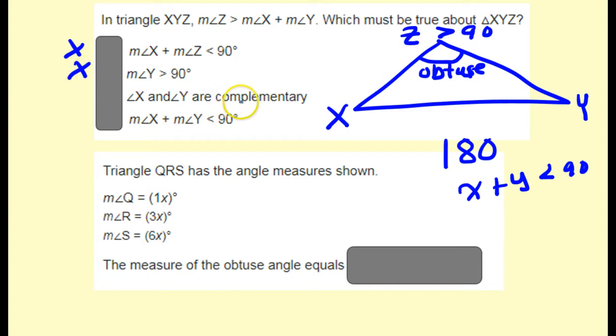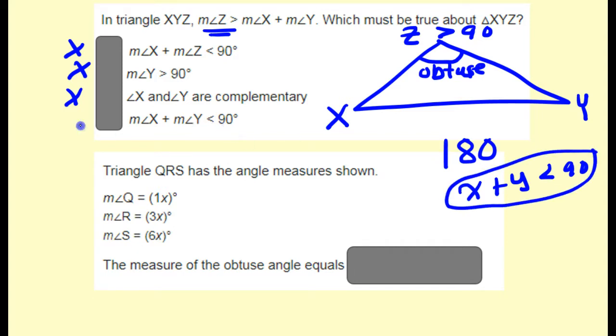X and y are complementary. Complementary means they add up to 90. That can't be true either because that's what I was showing you at first. If x and y add up to 90, then that means angle z has to equal 90. But that would make them the same. But angle z has to be greater. So that one can't be true. So it must be the last one. Angle x plus angle y is less than 90. And yeah, that's what we said right at the beginning. So this one is definitely true.